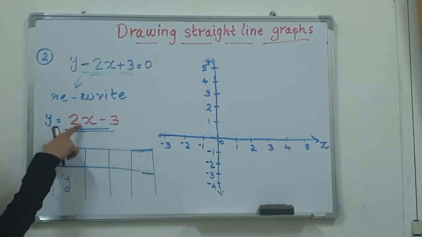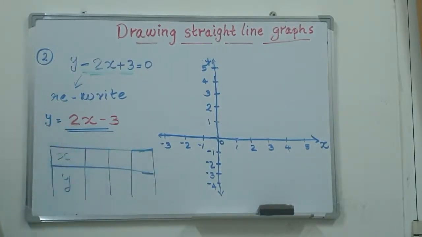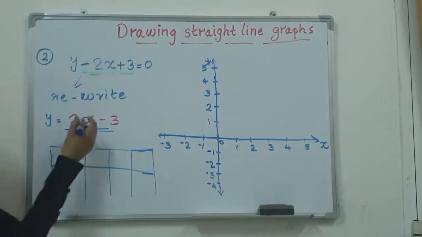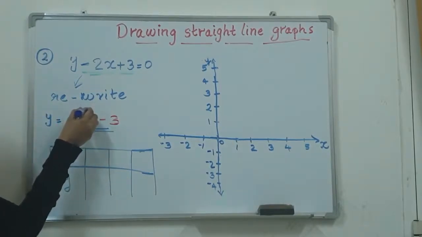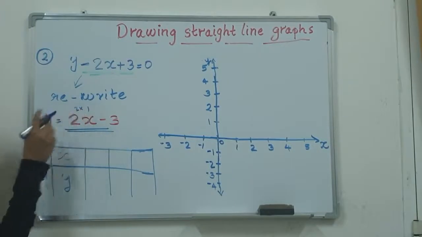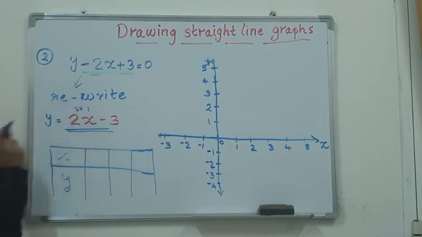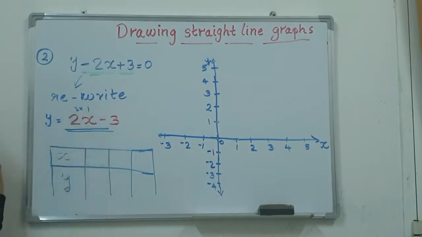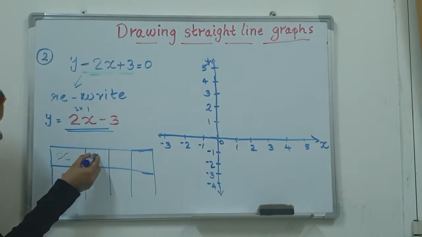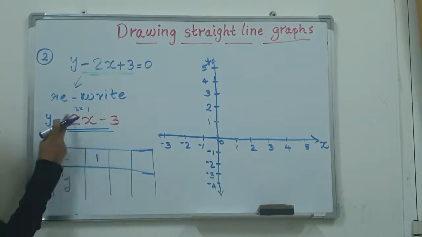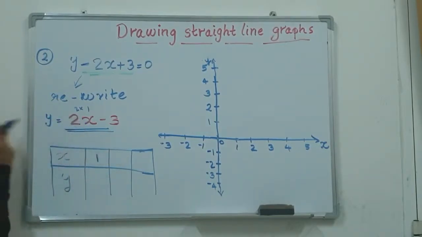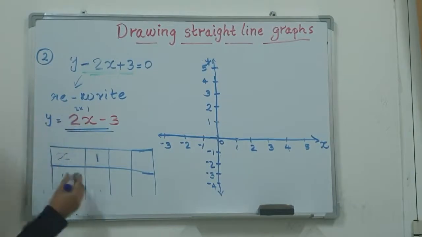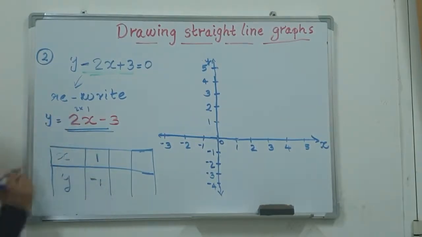First, I am going to give the value of x as 1. If I put x as 1, what is 2 multiplied by 1? 2 multiplied by 1 will be 2, and minus 3. So 2 minus 3 will become negative 1. So the value you give for x is 1, and after substituting into the equation you get the corresponding value for y, which is negative 1.